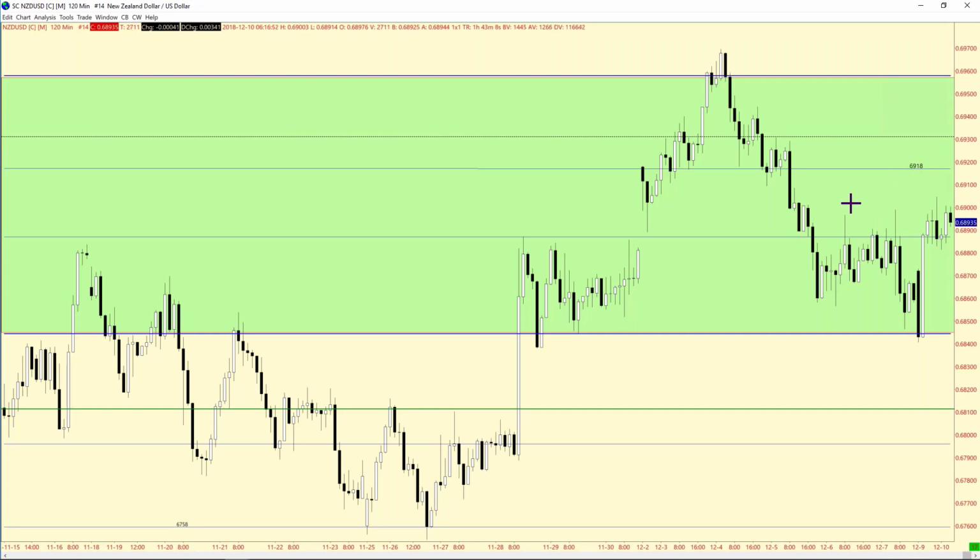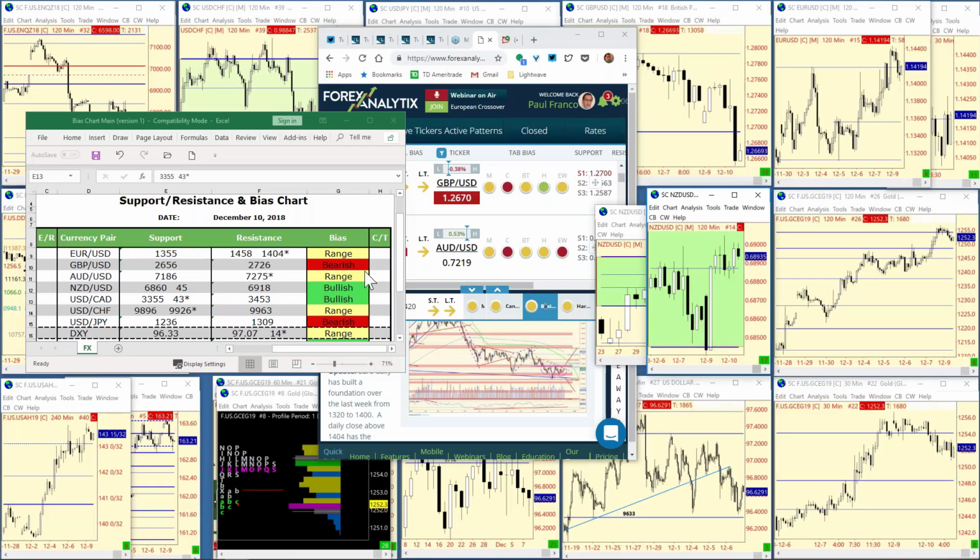Until things kind of get shaken out a bit, that's going to be a resistance for right now, 69.18, right there, which is what we had from Friday.